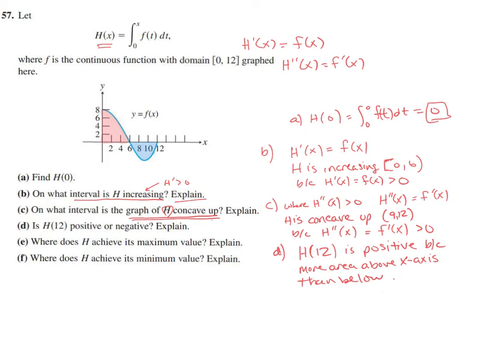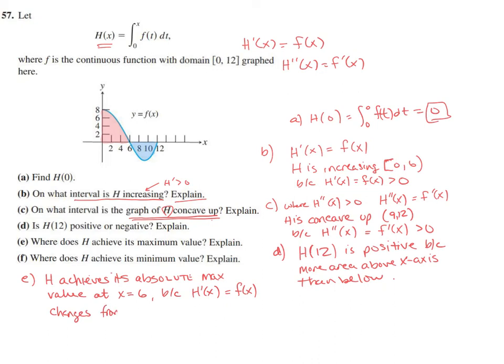Okay, so let's go ahead and answer the question. For part E, h achieves its absolute maximum value at x equals 6. And that's because h prime of x, and then again, tie that into f of x, changes from positive to negative. All right? So that takes care of E.